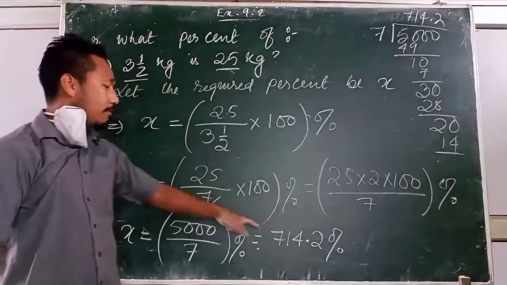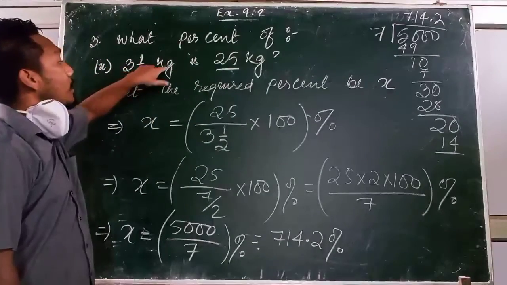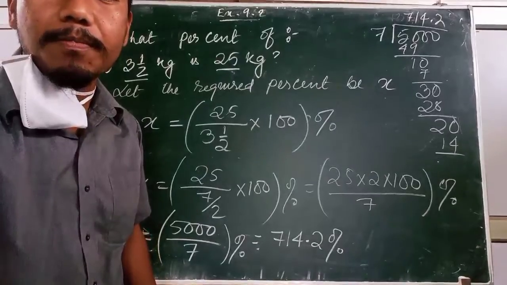714.2% of 3 1 by 2 kg is 25. Okay, so this is what your question number 2 is.